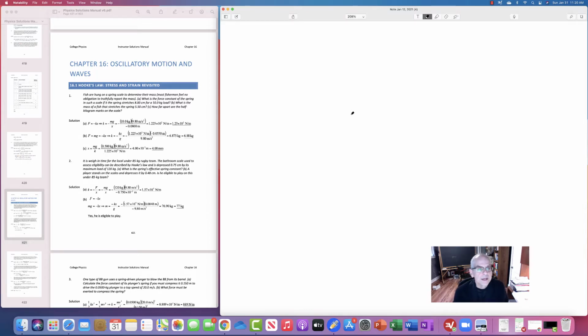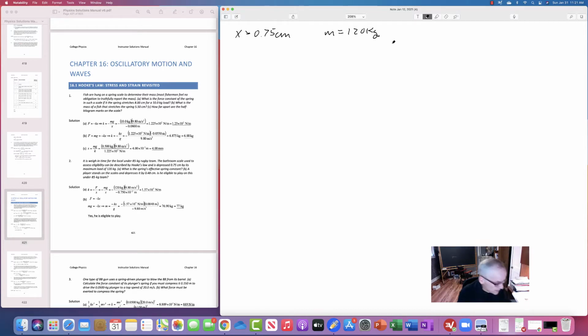Number 2 states, it's weigh-in time for the local under 85 rugby team. The bathroom scale used to assess eligibility can be described by Hooke's law, and it's depressed 0.75 centimeters at a maximum load of 120 kilograms. So the maximum here is x equals 0.75 centimeters, with a mass of 120 kilograms. The question is, what is the spring's effective spring constant? And the second question is, a player stands on the scale and depresses it by 0.48 centimeters. Is he eligible to play?